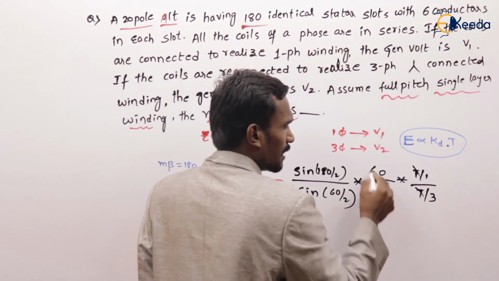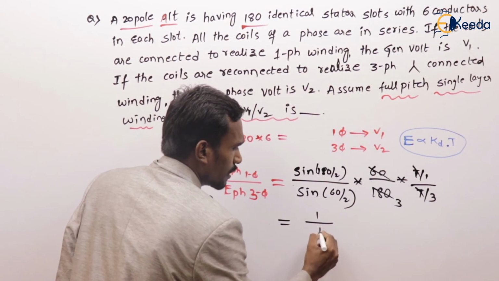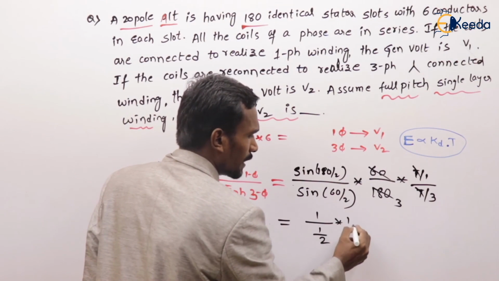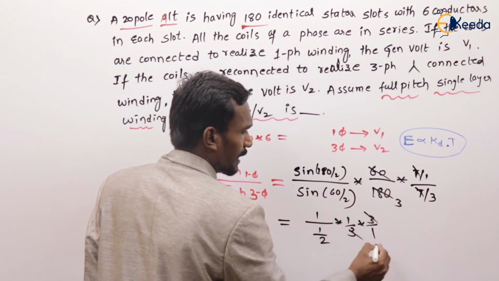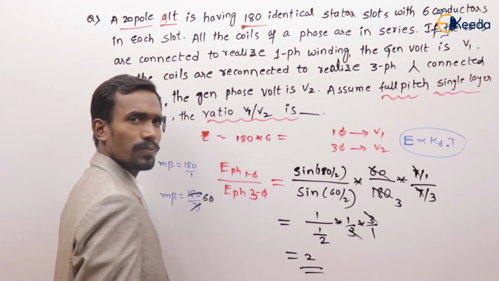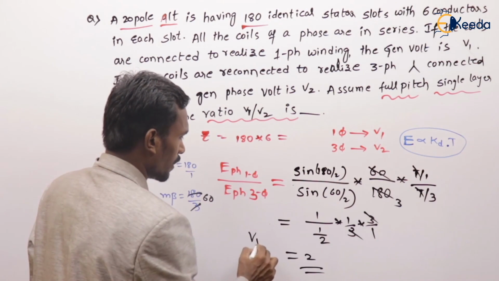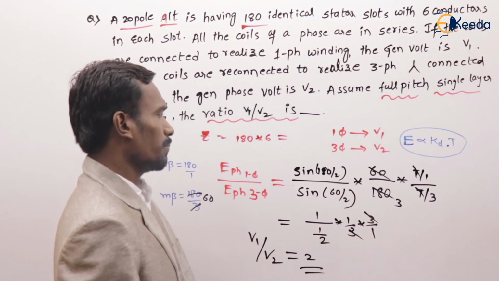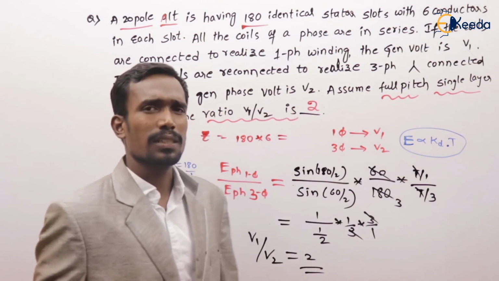T gets cancelled once or thrice. So what is your answer? 1 divided by 1 by 2, multiplied with 1 by 3, multiplied with 3 by 1. 3 gets cancelled. So our answer is 2. So this is the formula for V1 by V2. This is our answer. V1 by V2 is equal to 2.